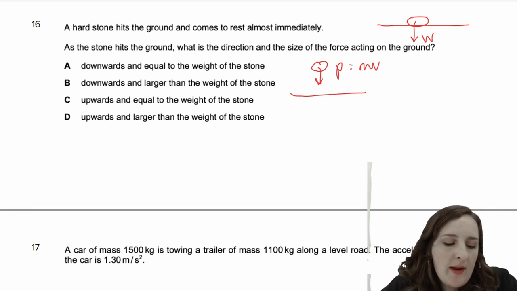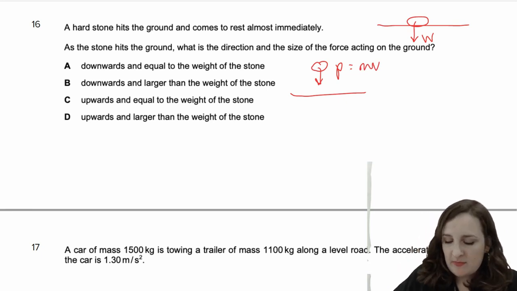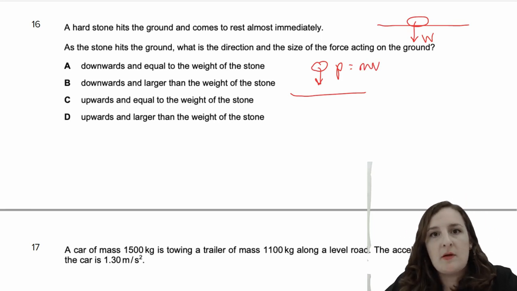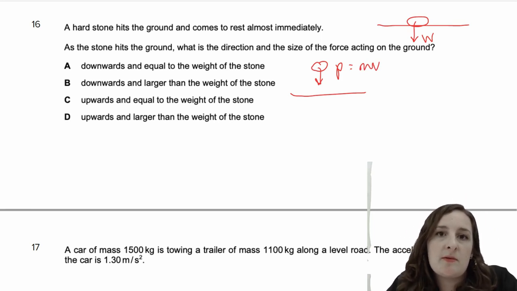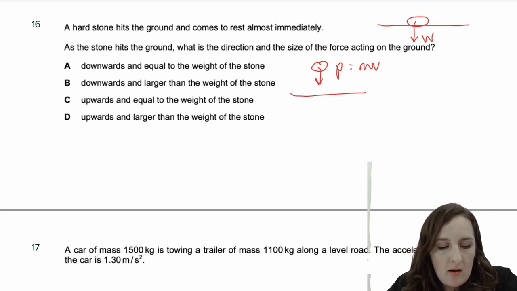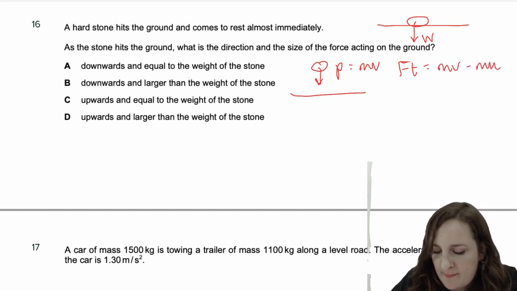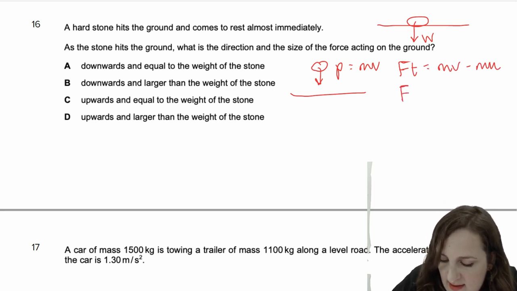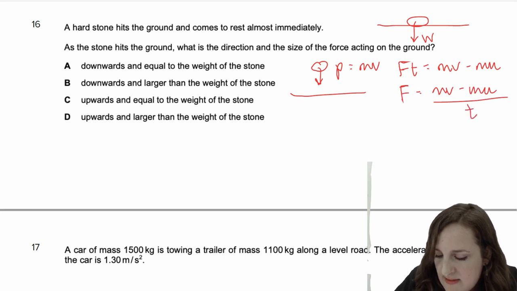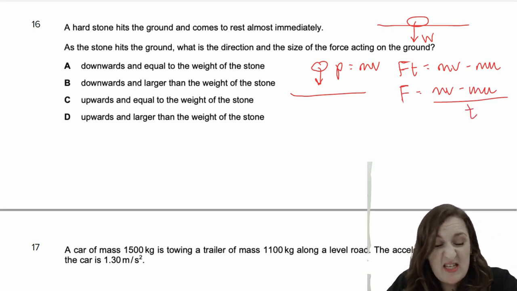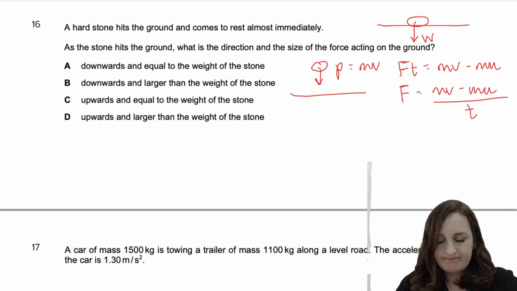Now, when you learned about momentum, you learned about something called impulse, and we had the force multiplied by the time is equal to the change in momentum. What I can say is Ft is equal to mv minus mu. You can see that if I rearrange this equation, I get F is equal to mv minus mu all over t. And I can express that by saying that the force is equal to the rate of change of momentum.